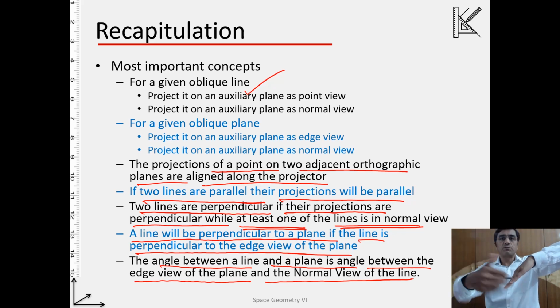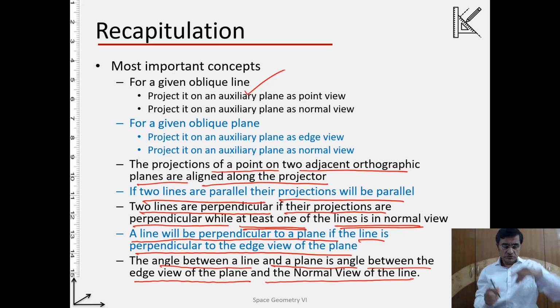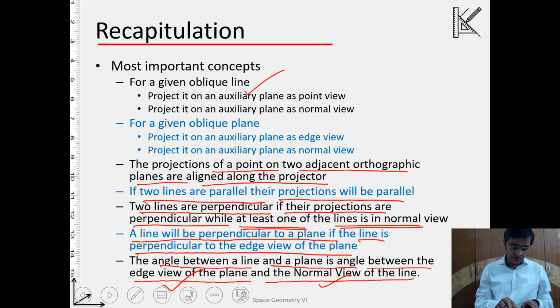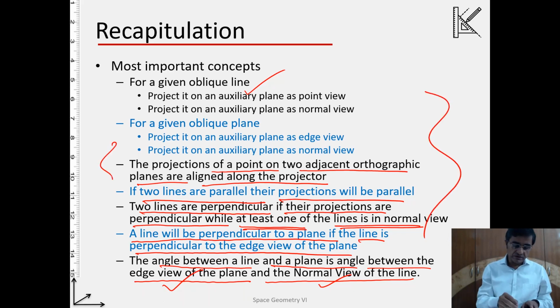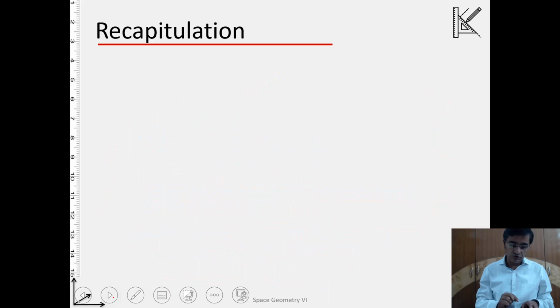Say in the case of the frontal plane, the normal view of this line is projected, as well as the edge view of this plane is projected. So the angle formed in the projection between the edge view and the normal view of the line will be the same as the angle over here. So this is what we are writing: the angle between a line and a plane is the angle between the edge view of the plane and the normal view of the line on any of the projection planes. So these are all very important concepts. Keep these in mind. We will be making use of these.